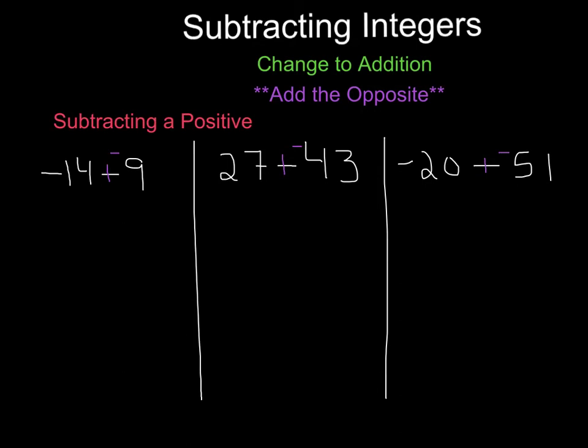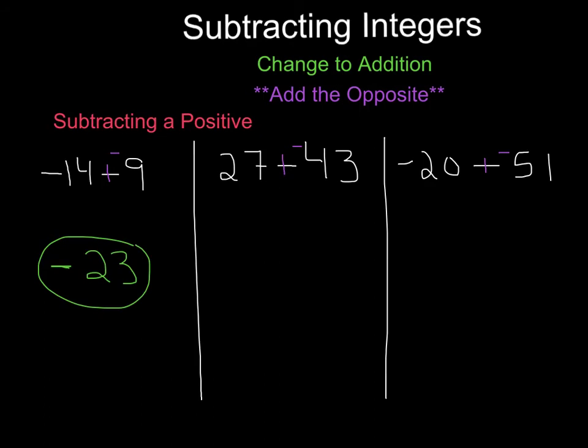Let's look at this first one. Negative 14 plus negative 9. We have the same sign. Negative plus a negative gives us a bigger negative. Same sign, add and keep. So our final answer we know will be negative, and then you just have to do 14 plus 9, which is 23. So negative 23.